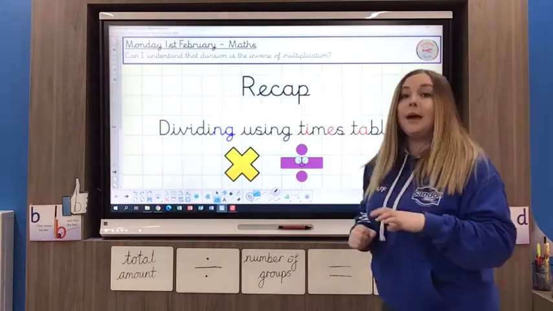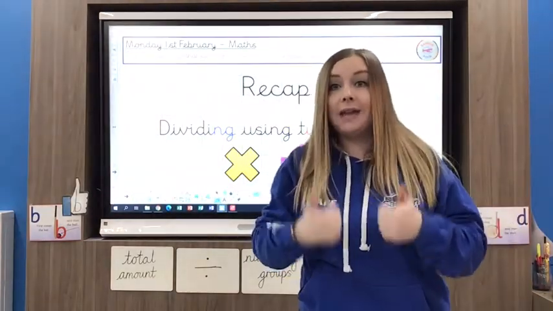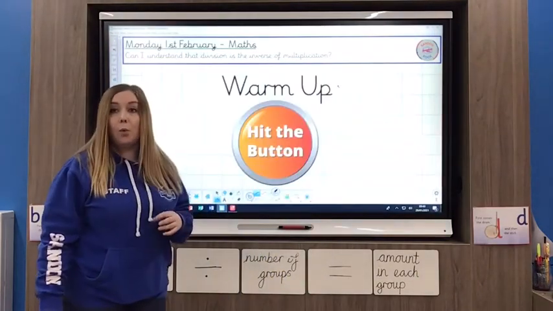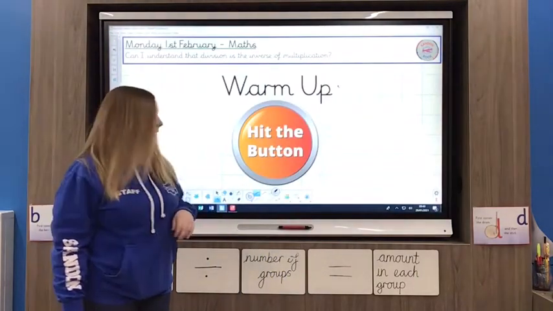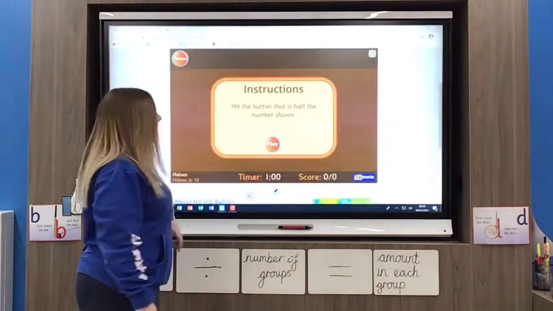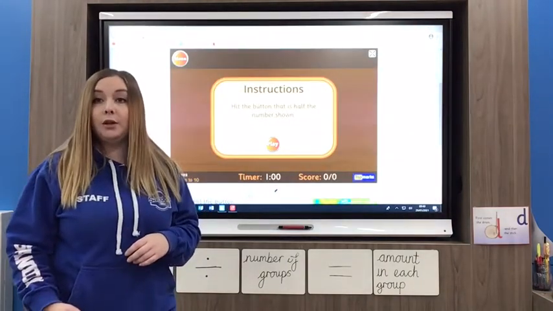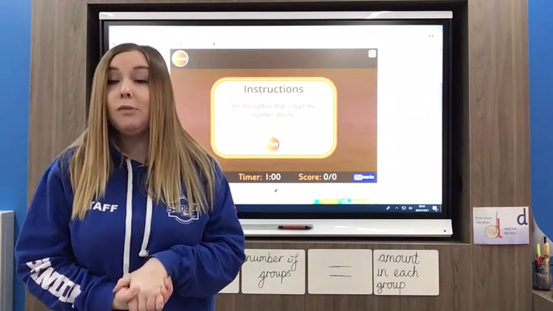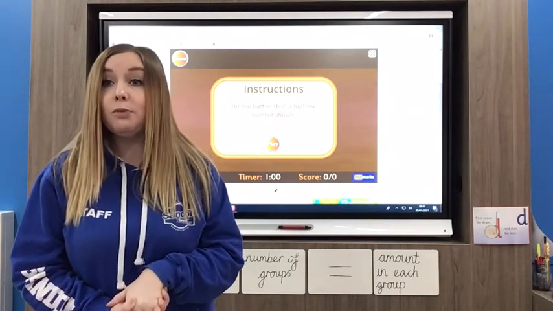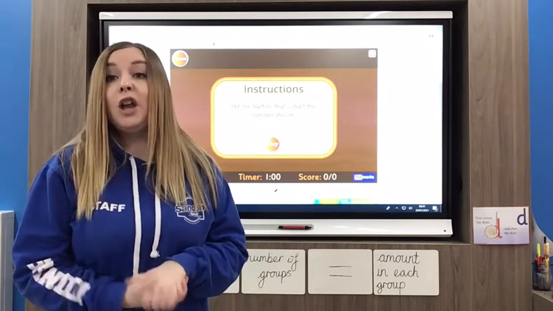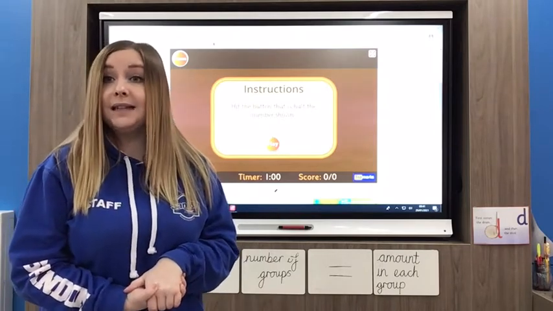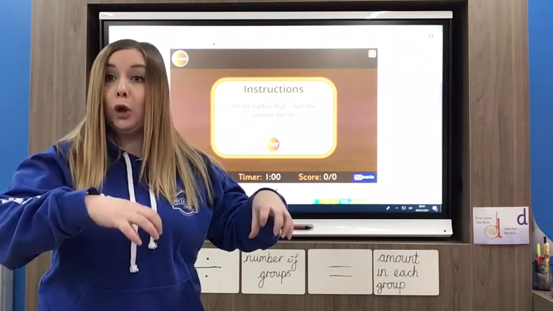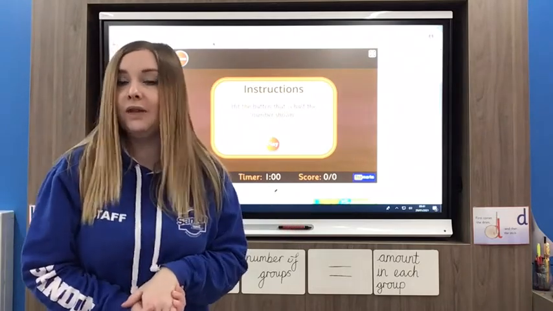So we've recapped Friday's learning. Fantastic. Let's do a quick warm-up to get our brains thinking. Now our warm-up today is a game of hit the button, but instead of using the times table one like we normally do, we're going to be doing some halving today. And halving is the same as dividing by 2. We're sharing something into 2 separate groups. So let's have a little go.